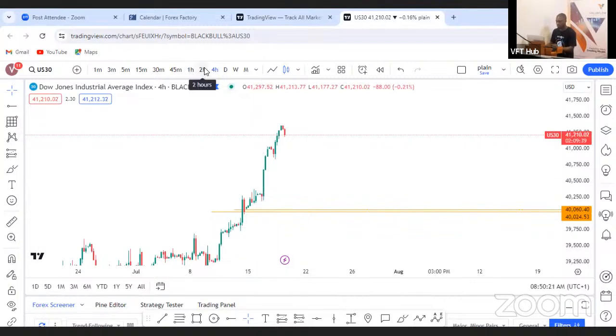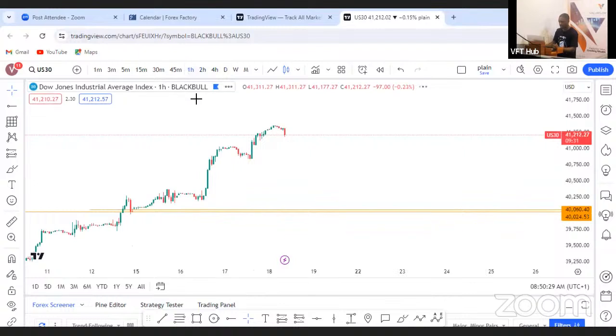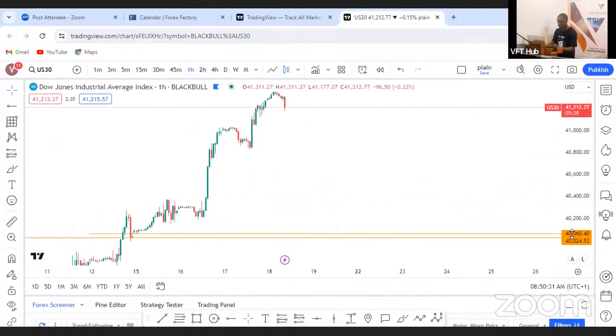Let's look at 2 hours. Is there something spectacular there? None for now, none really. And also 1 hour, nothing really. So it happens like this. We've been expecting this buy.